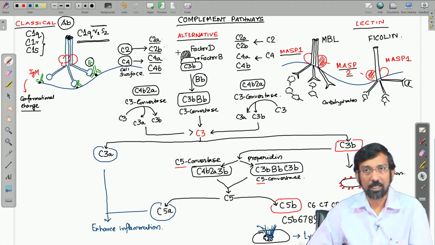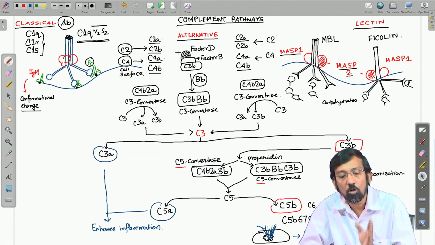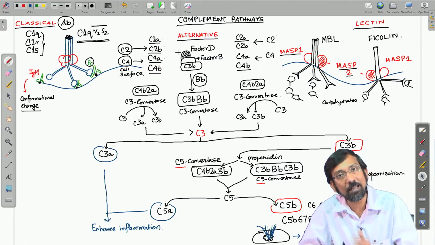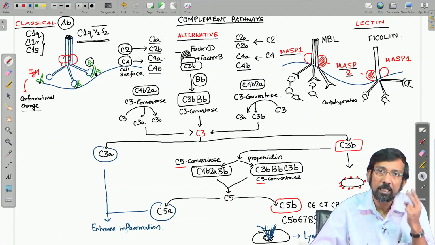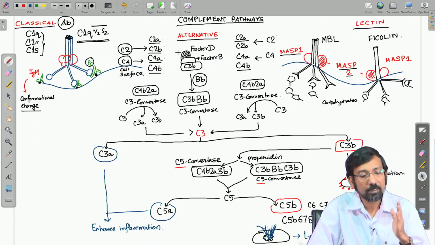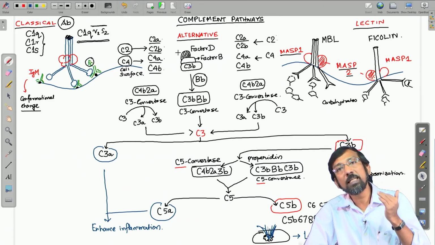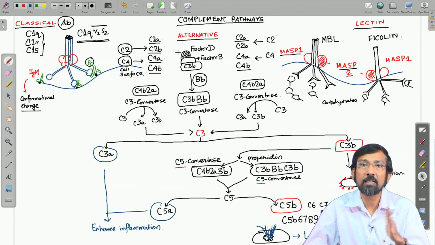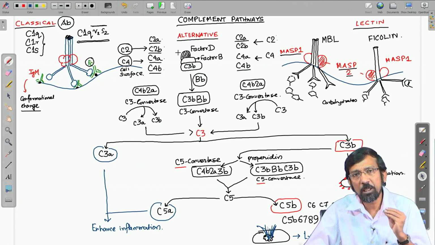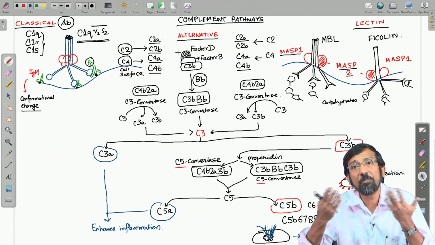Looking into the alternative pathway. Now, what is the role of the alternative pathway? The alternative pathway is initiated only when C3b is available. How can C3b be available? In two ways. One, it can be available as a product of the classical or the lectin pathways, or there can be spontaneous breakdown of C3 into C3a and C3b, and a very minimum amount of C3b is available. So, the alternative pathway basically is an amplification system.